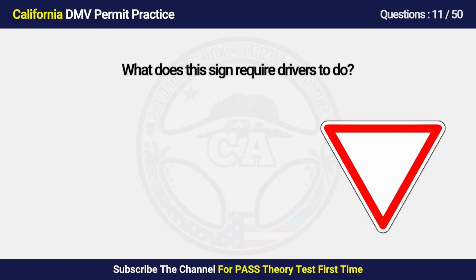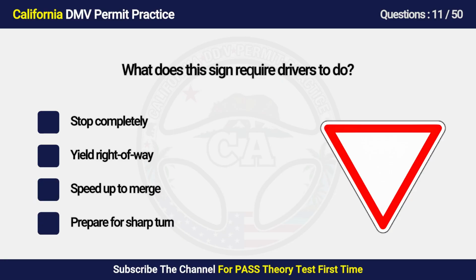Question 11. What does this sign require drivers to do? A. Stop completely. B. Yield. C. Speed up to merge. D. Prepare for sharp turn.